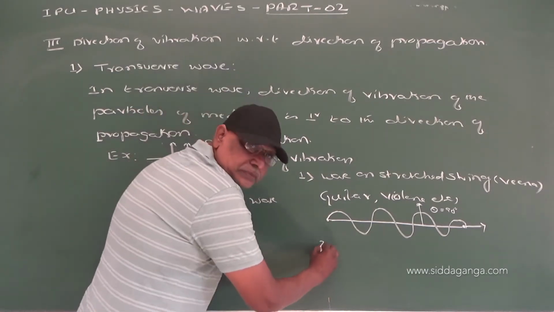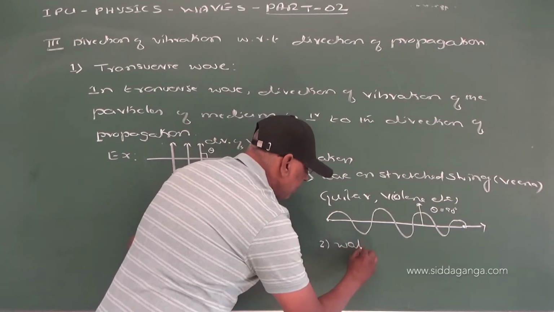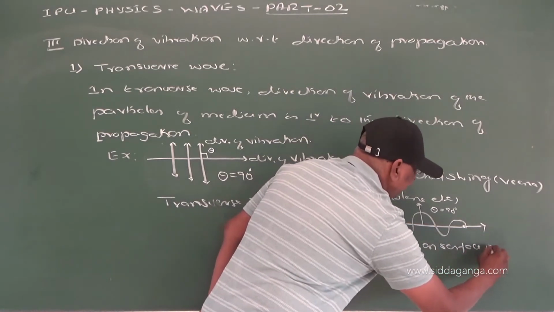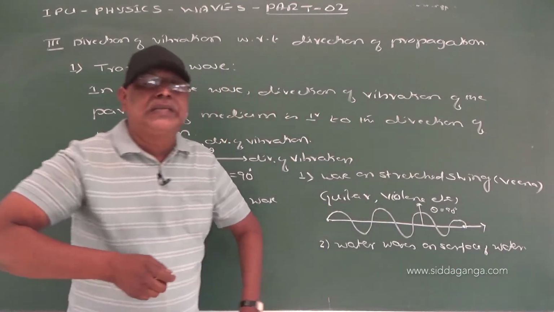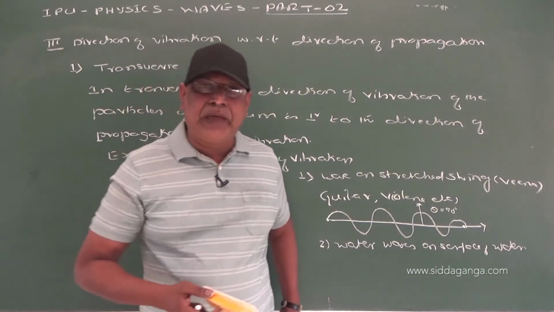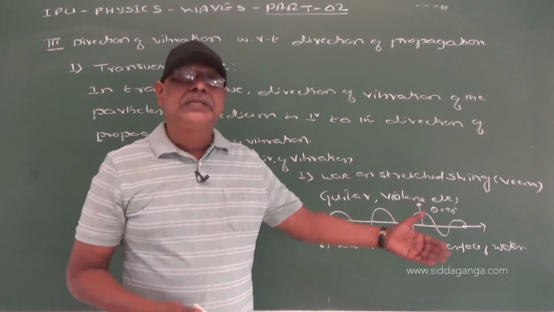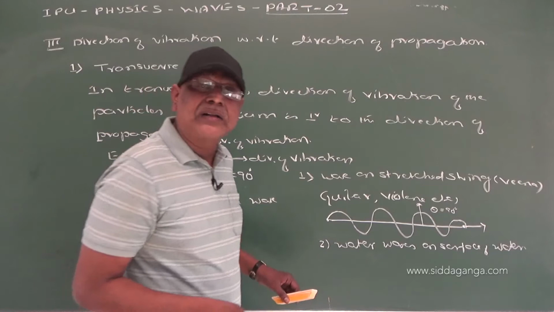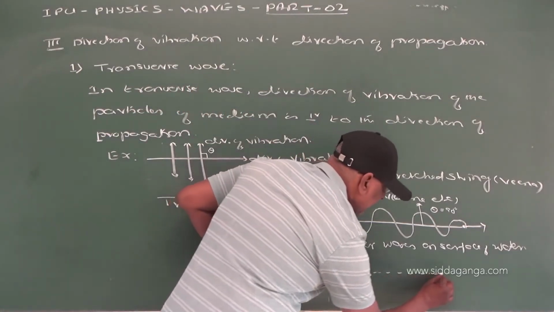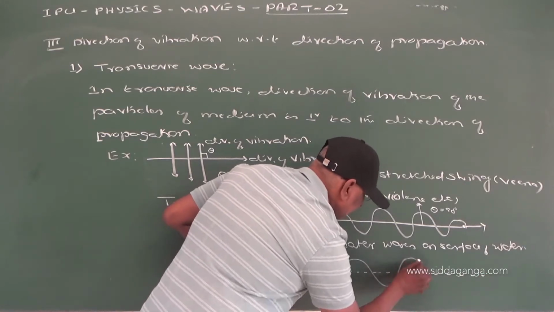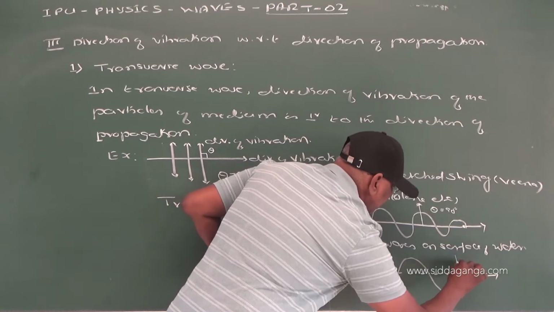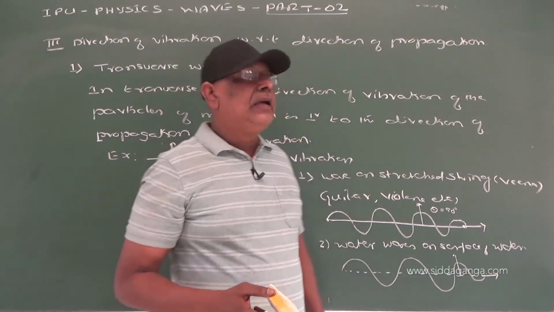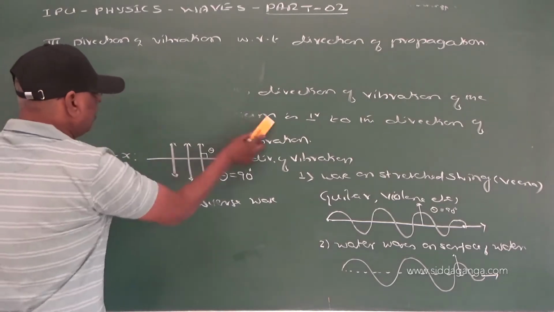Number two, you can take water waves on the surface of water. You might have seen the ocean waves on the seashores, those waves on the surface in a beach. They are transverse waves, and they move like this. Again, the direction of propagation and direction of vibration are perpendicular to each other. Now, again, light waves are electromagnetic waves.